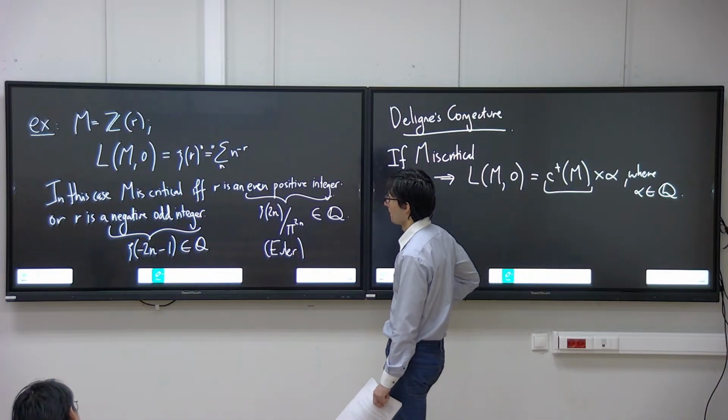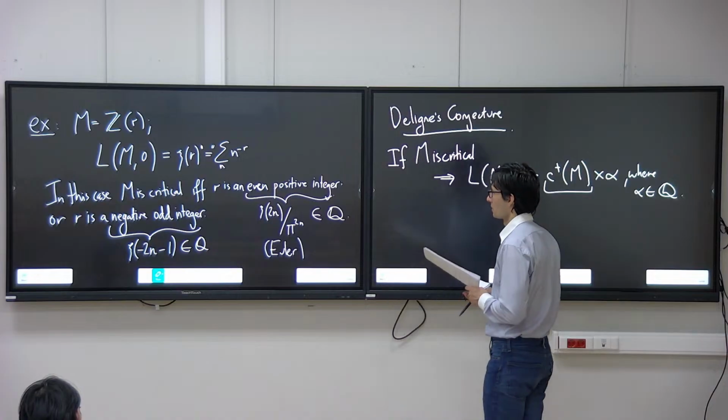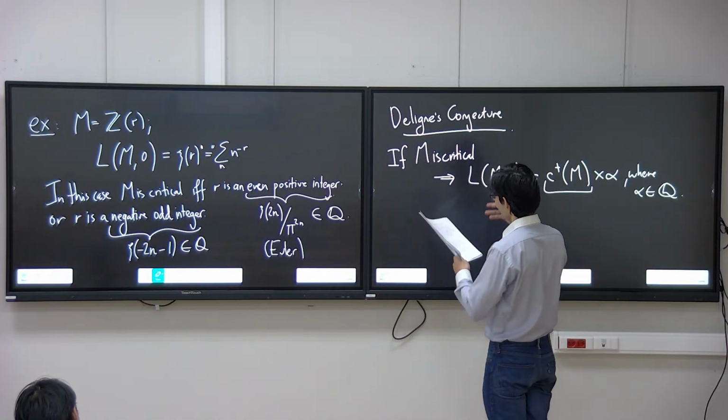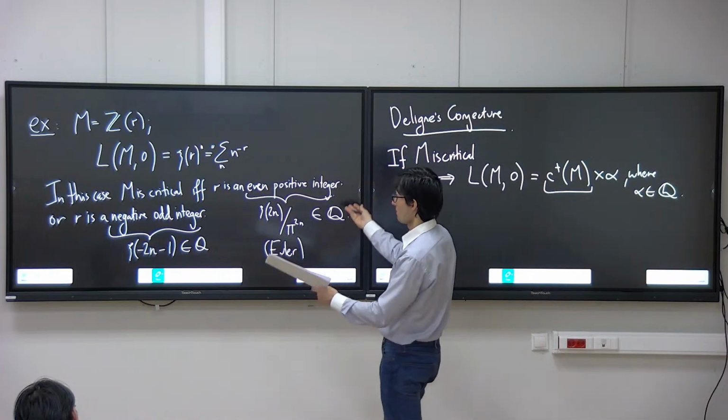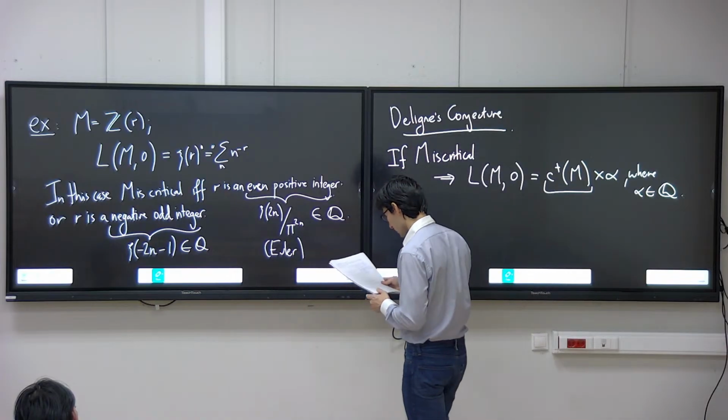Okay, it's pretty cool, I guess, that Deligne's conjecture captures mathematics from many hundreds of years ago.